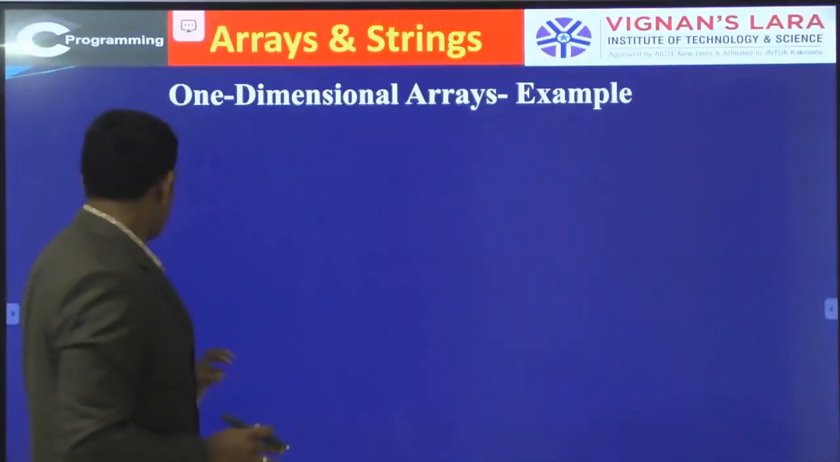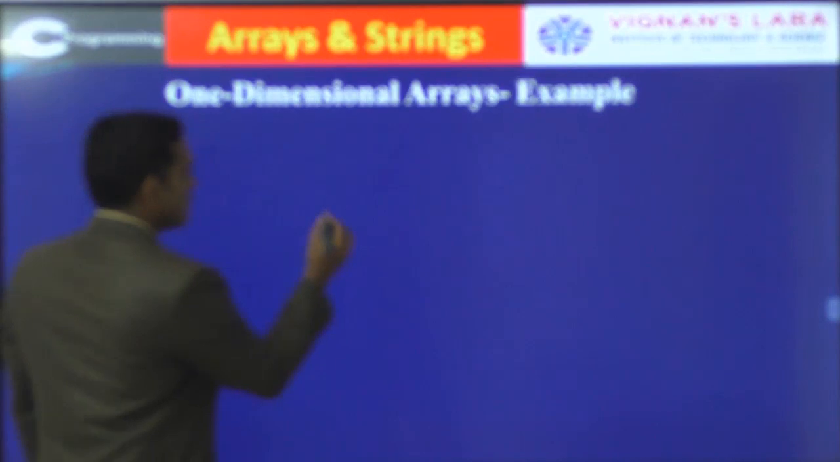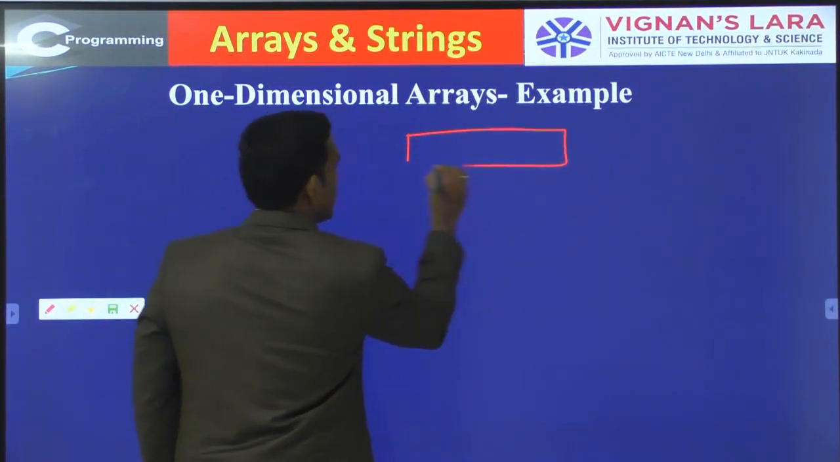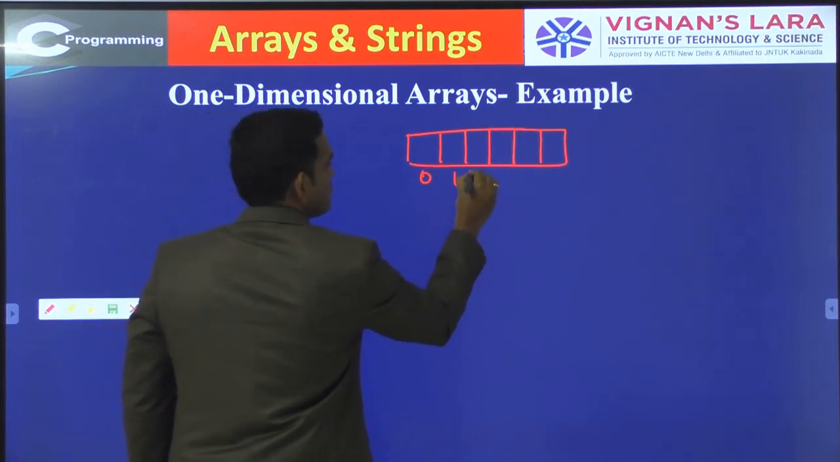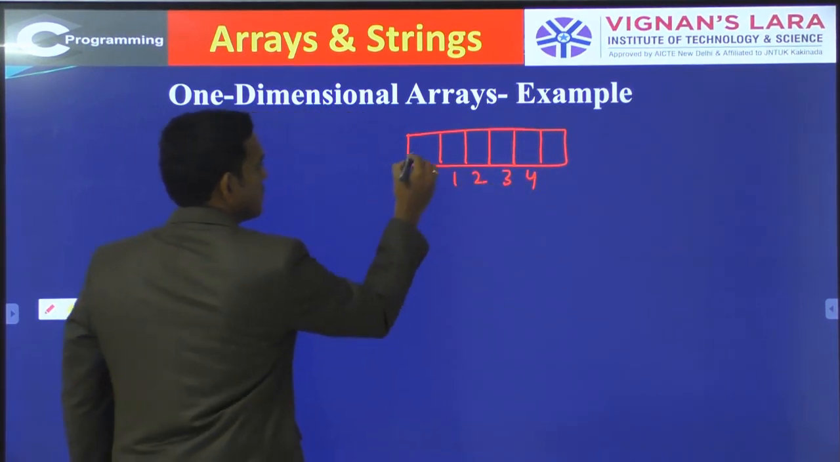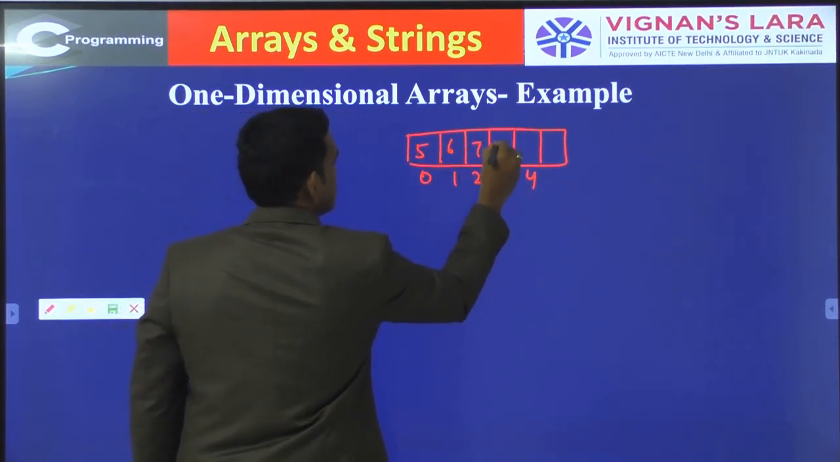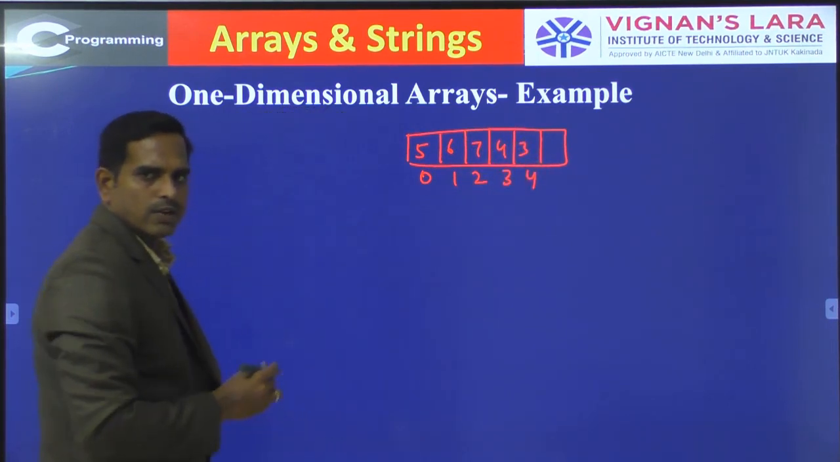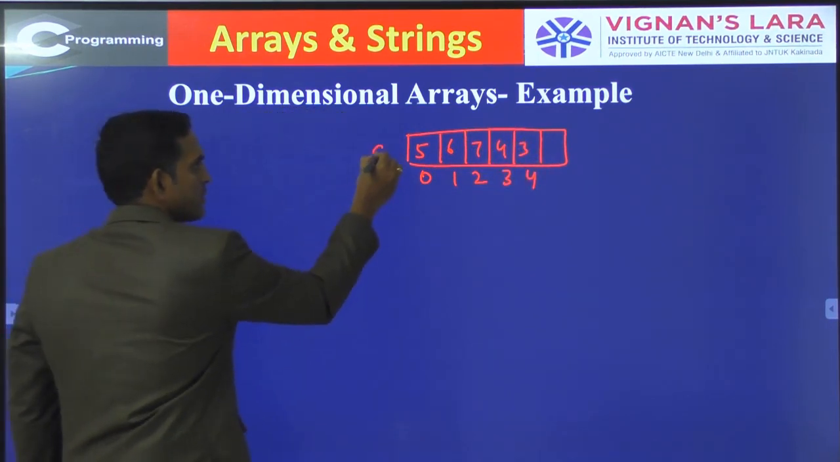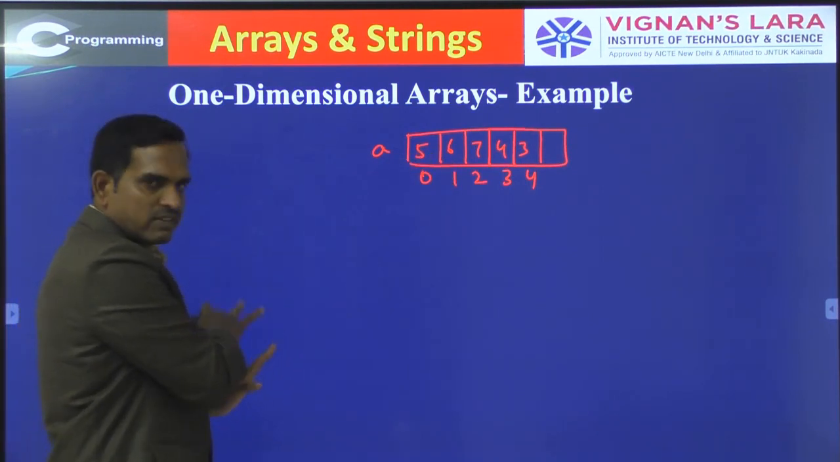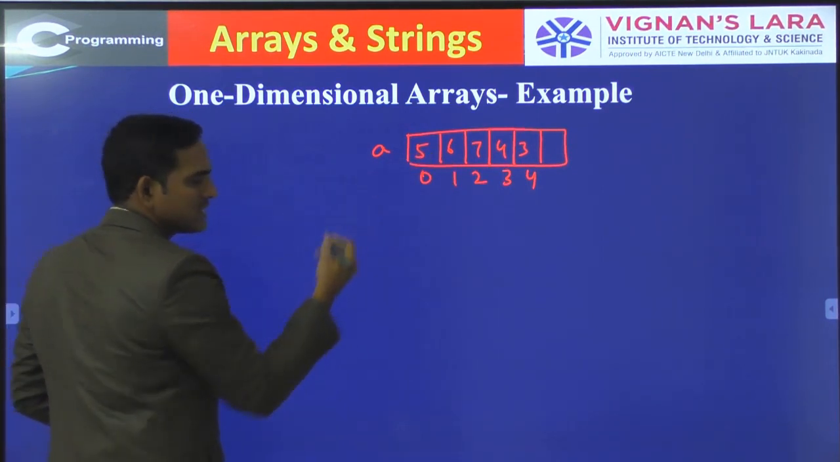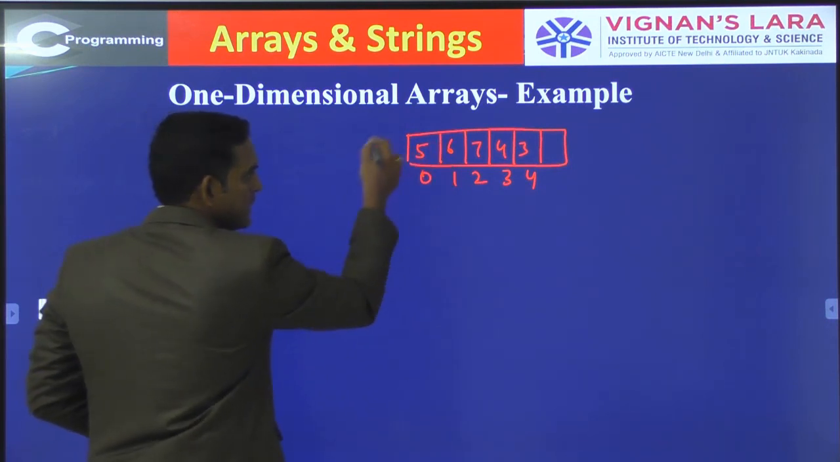As I was telling you, you have declared your array, with some random values 6, 7, 4, 3. You have declared your array A. Then you have given values by using scanf, as I told you in the previous slides. Now the processing part: how to sum this complete array.